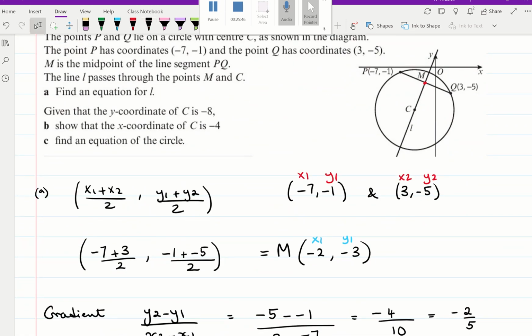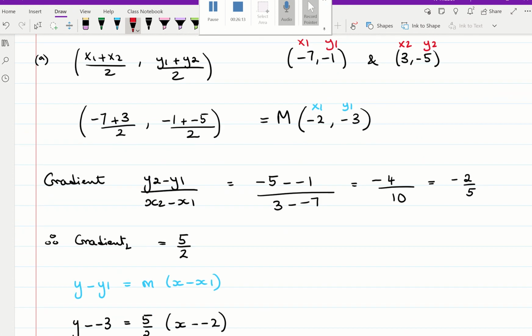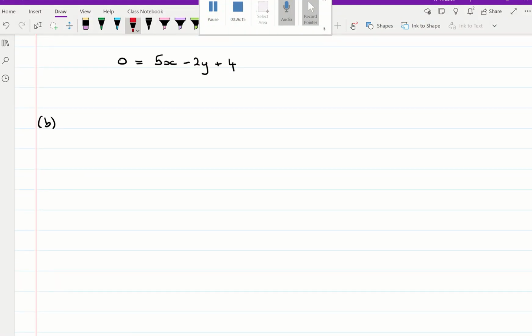And part B says, given that the y-coordinate of C is negative 8, so for C, the center, you've got x and negative 8, show that the x-coordinate of C is negative 4. Okay, so we know that the line L also passes through C. So if I know what y is, they said y is negative 8.